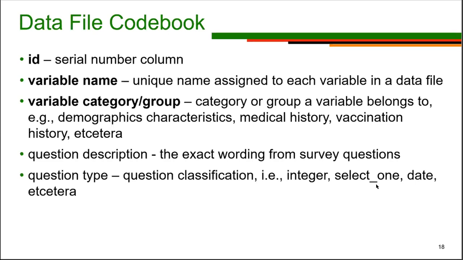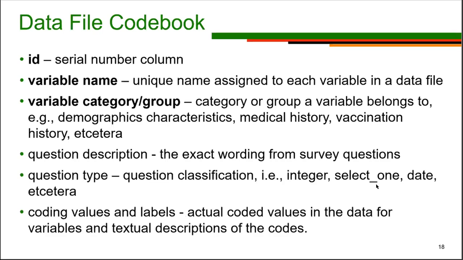And then you have the question type. So these are basically the question classification that we looked at previously. So it could be an integer, select one, date, select multiple, a ranking, etc. And then you have the coding values and labels. These are basically the actual values. So it could be 1, 2, 3, and the contextual descriptions of those codes. So 1 means yes, 0 means no, or 1 male, 2 female, and so on and so on.